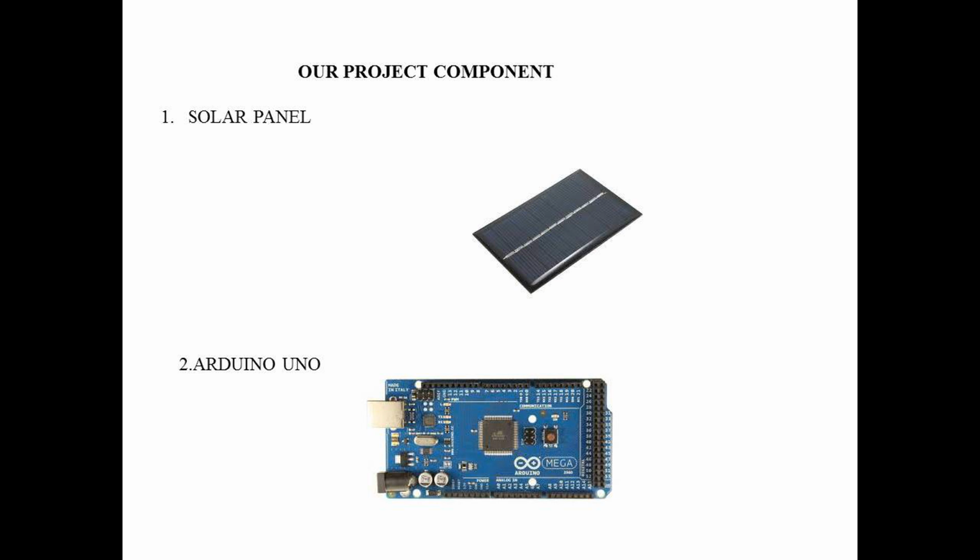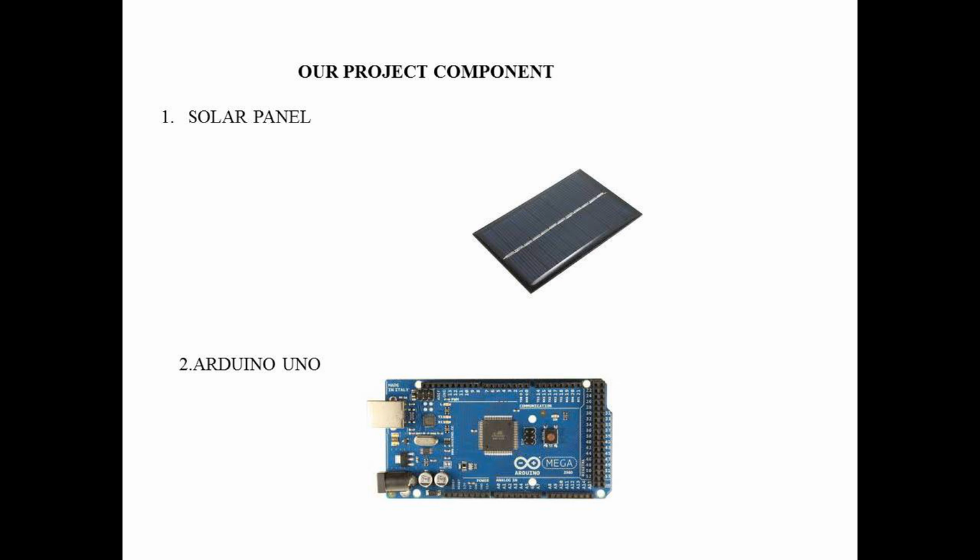Second component, Arduino Uno. Arduino Uno is a microcontroller board based on the ATmega328P. It has 14 digital input and output pins, 6 analog inputs, a 16 MHz quartz crystal, USB connection and power jack. It contains everything needed to support the microcontroller. Simply connect it to a computer with a USB cable or power it with an AC to DC adapter or a battery to get started. The application of Arduino Uno: it is used for basic circuit design and developing projects based on code-based control and automation systems.